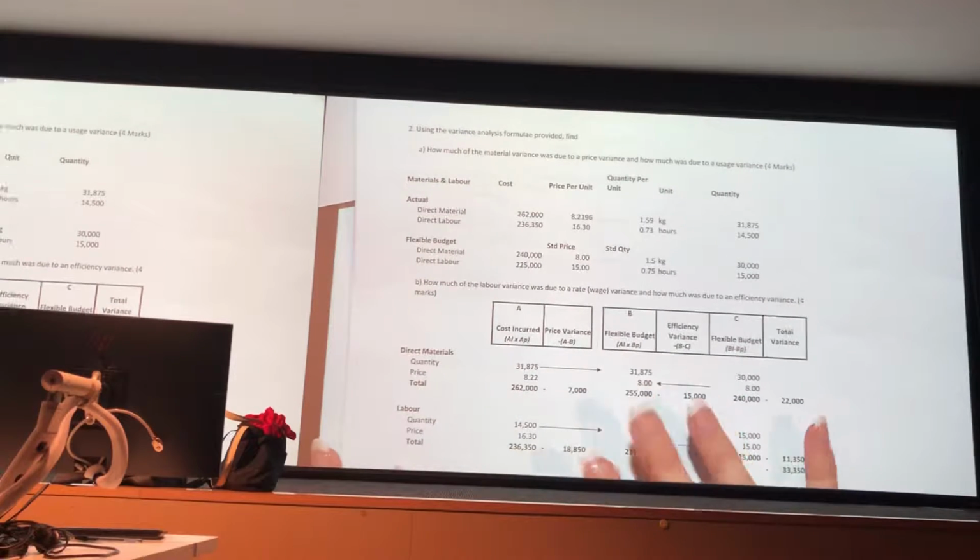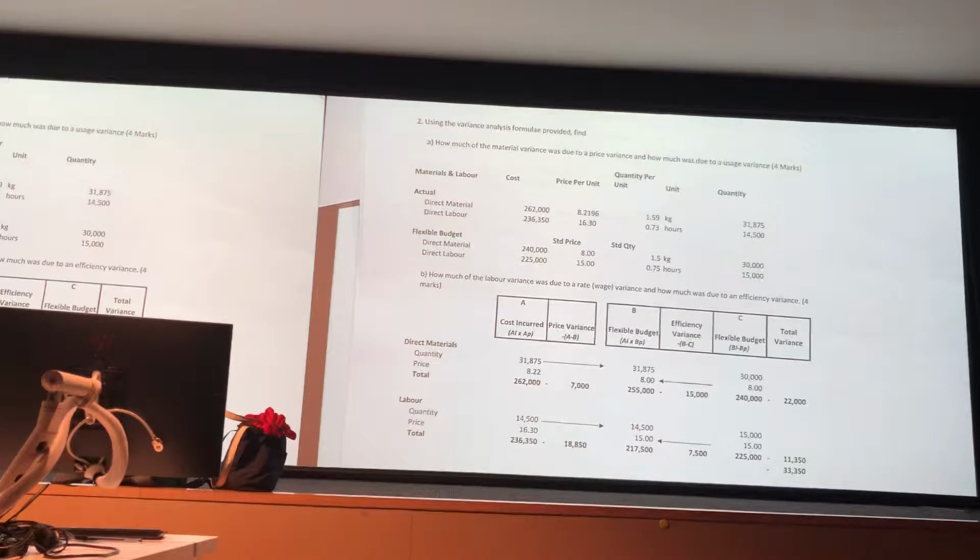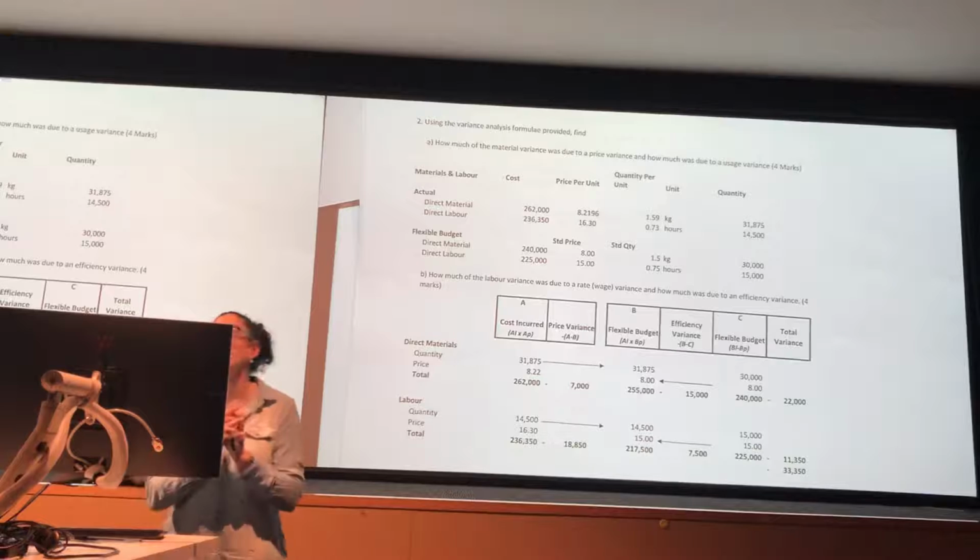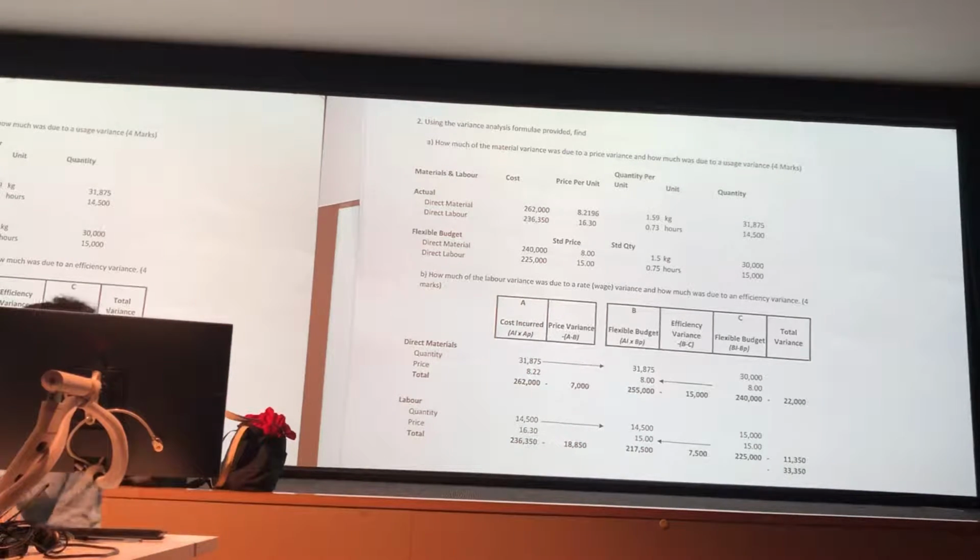So the layout that I use is cost incurred, which is A, and it's all your actual inputs times your actual price. Then you get your price variance, you get your flexible budget, your efficiency variance, and your flexible budget. So it's your flexible budget at standard pricing, and then your original standard budget and your totals.